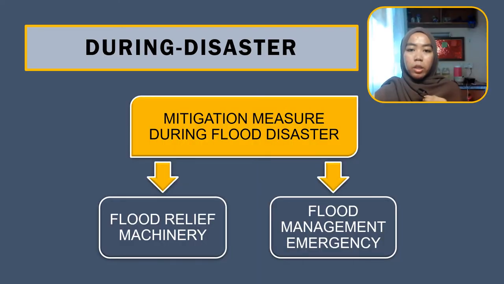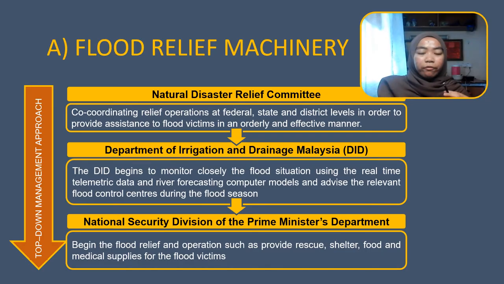There are 2 mitigation measures during flood disaster, which are flood relief machinery and flood management emergency. Firstly, for the flood relief machinery, it involves top-down management approach. Firstly, it includes Natural Disaster Relief Committee, which is responsible in coordinating relief operation at federal, state and district levels in order to provide assistance to flood victims in an orderly and effective manner.